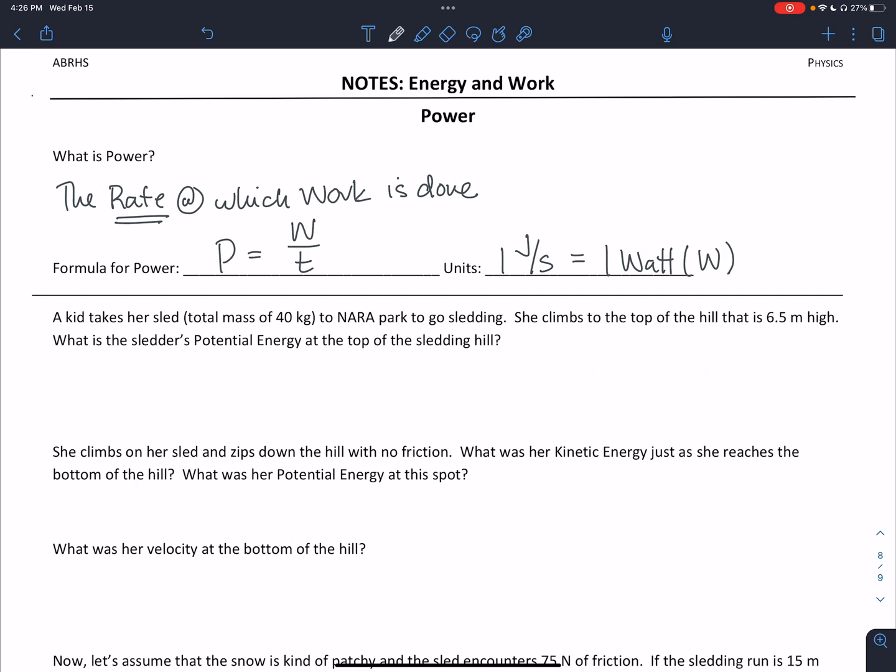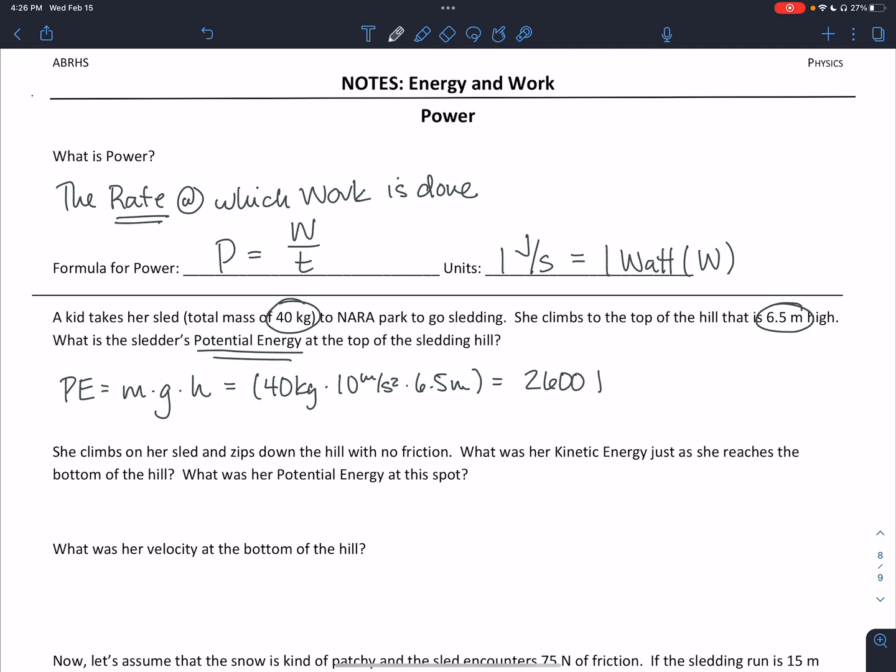All right, so let's do a practice problem that's going to incorporate everything we have talked about so far. A kid takes her sled, which has a total mass of 40 kilograms, to Narrow Park to go sledding. She climbs to the top of the hill that is 6.5 meters high. What is the sledder's potential energy at the top of the hill? We know that potential energy is mass times gravity times height. So in this case, 40 kilograms times 10 meters per second squared times 6.5 meters is going to give us a potential energy of 2,600 joules.